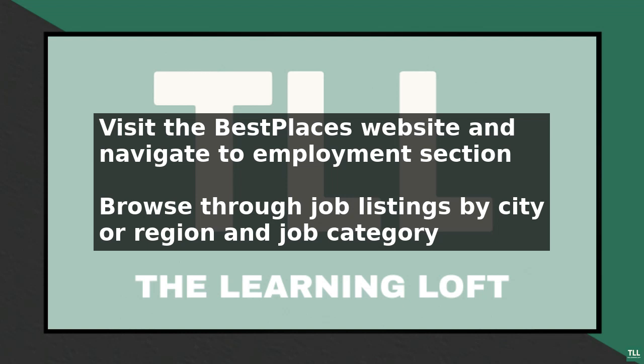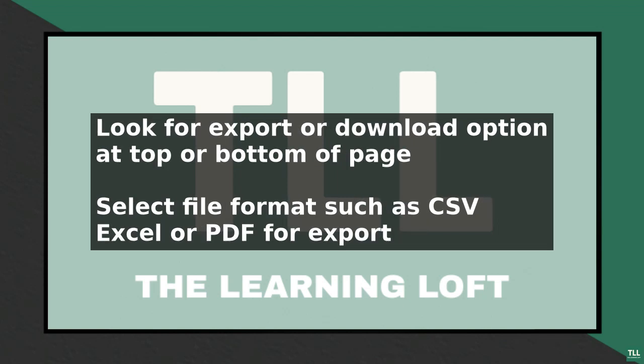career goals. You can browse through the list of available jobs, or use the search function to find specific job titles or keywords. Once you have found the job listings you want to export, look for the export or download option. This is usually located at the top or bottom of the page, and may be labeled as CSV, Excel, or PDF. Click on the export option and select the file format you prefer.